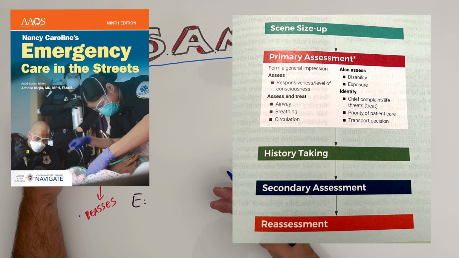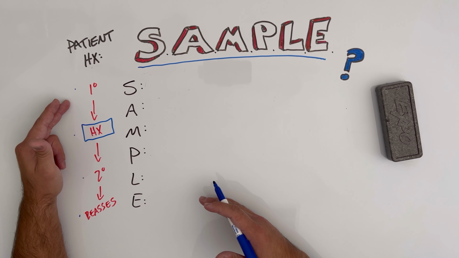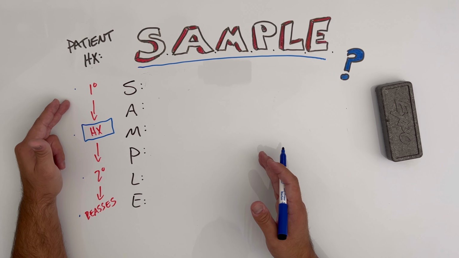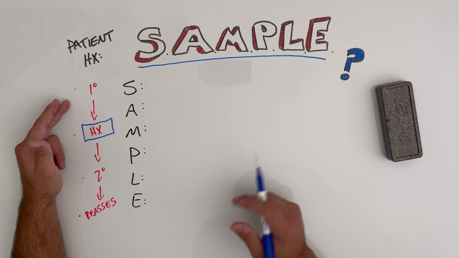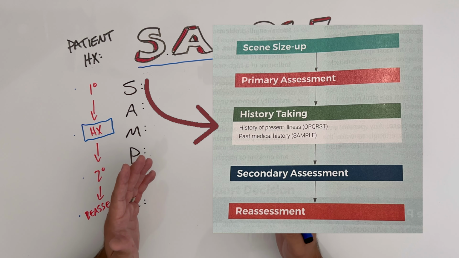We've also identified a transport decision. Are we staying on scene to continue assessing and evaluation? Or are we going to load our patient up because maybe they're unstable, we need to get into a hospital? Now we are looking at the patient history, OPQRST and SAMPLE.